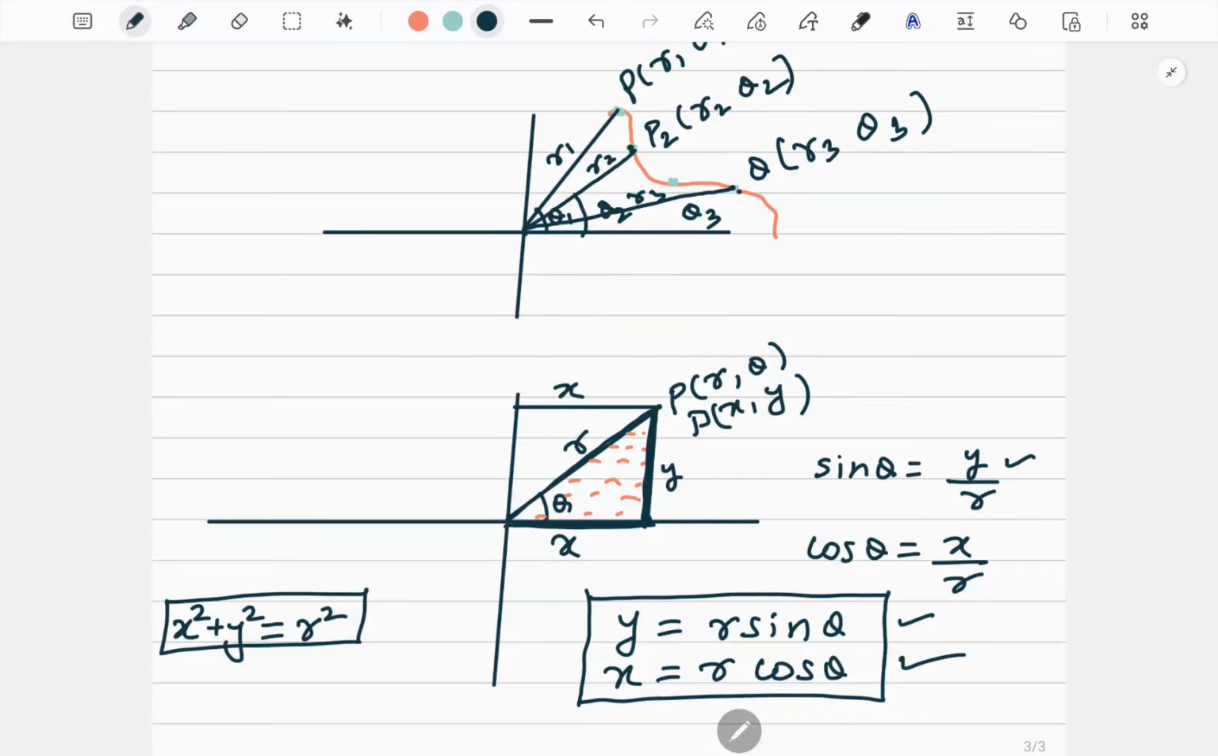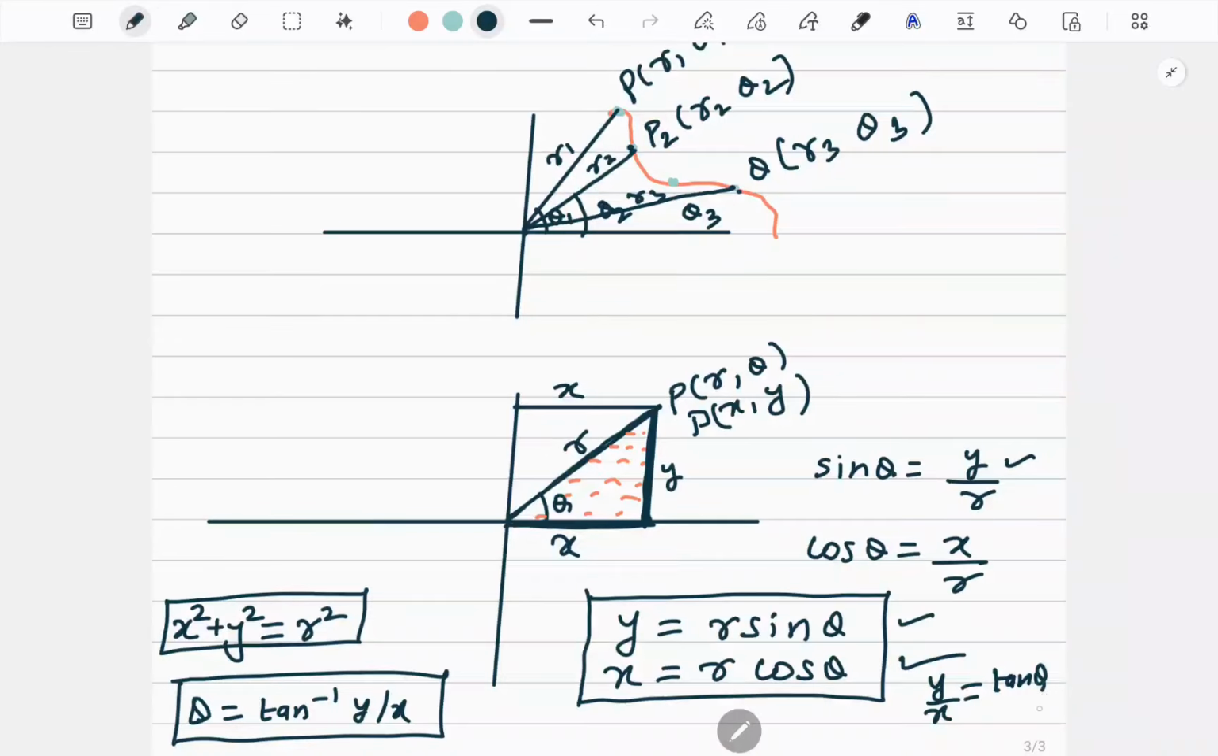And if you divide the two equations, what you will get? Theta is equal to tan inverse y by x. This is another very important relation. How I got this? If you divide, y by x is equal to tan theta. So theta is equal to tan inverse y by x. You have to remember these. This will be very helpful when you study partial differentiation, especially Jacobians and all. That time it will be very much useful.